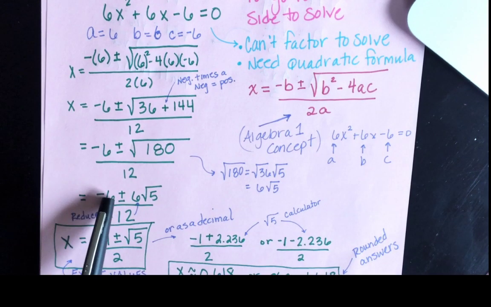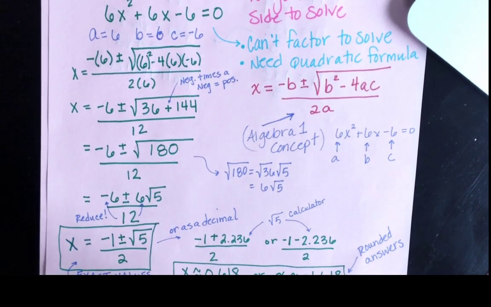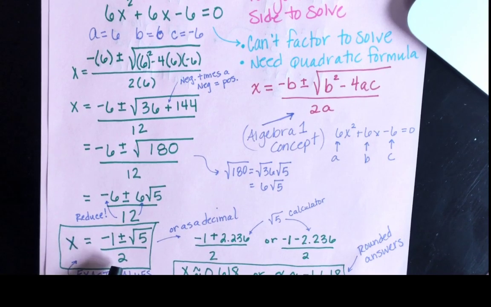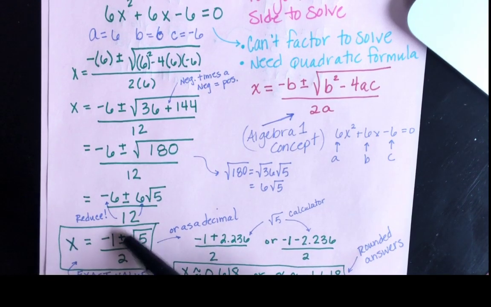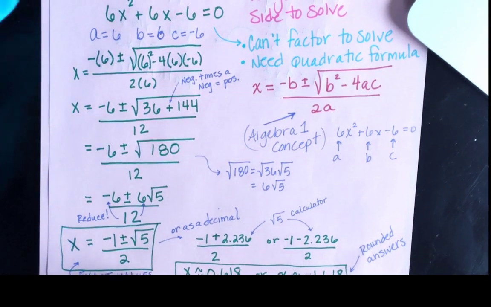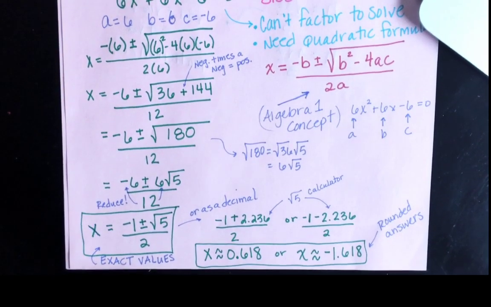Now, because the 6 over 12 and this 6 over 12 can reduce using 6 as our common factor, that's why we end up with a negative 1, a 2, and then this invisible 1 that's sitting in front of our radical 5, because 6 over 12 was 1 over 2. When you look at how this answer was given, this is the exact value.